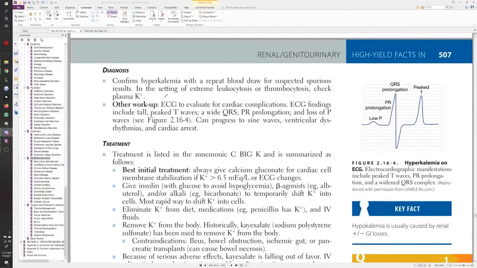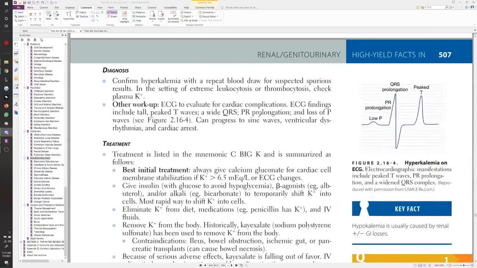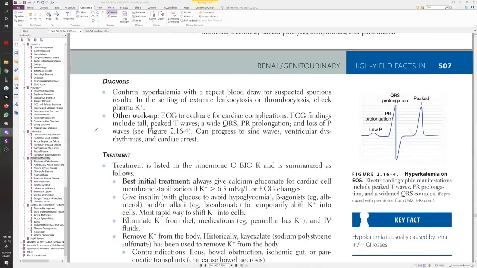Now, if you did that and you found out they are looking hyperkalemic, the other thing to do is ECG, to evaluate for cardiac complications. Because remember, hyperkalemia is one of the key things that can actually cause a person to get atrial fibrillation, right? ECG to evaluate for cardiac complications. ECG findings include tall peaked T waves that are almost as tall as the QRS, but I don't know if it would look like that. PR prolongation, which is that after the P starting the QR, this little segment here took a long time. And loss of P waves can progress to sine waves, ventricular dysrhythmias, and cardiac arrest.